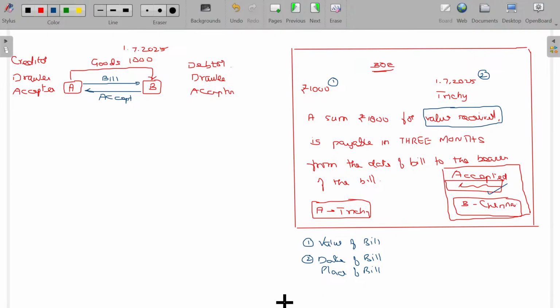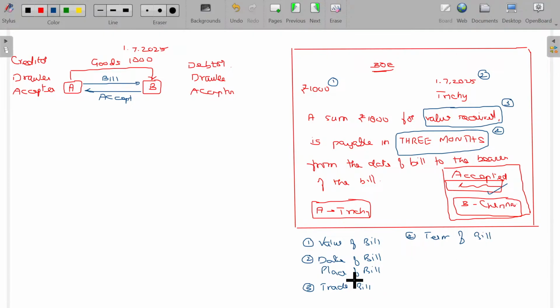Here, the 1000 rupees payable by B to A is for a trading purpose. That's why it is called a trade bill. What type of bill is this? Trade bill. And within how many months does he have to pay it back? 3 months. This is called the term of the bill. Is that clear?